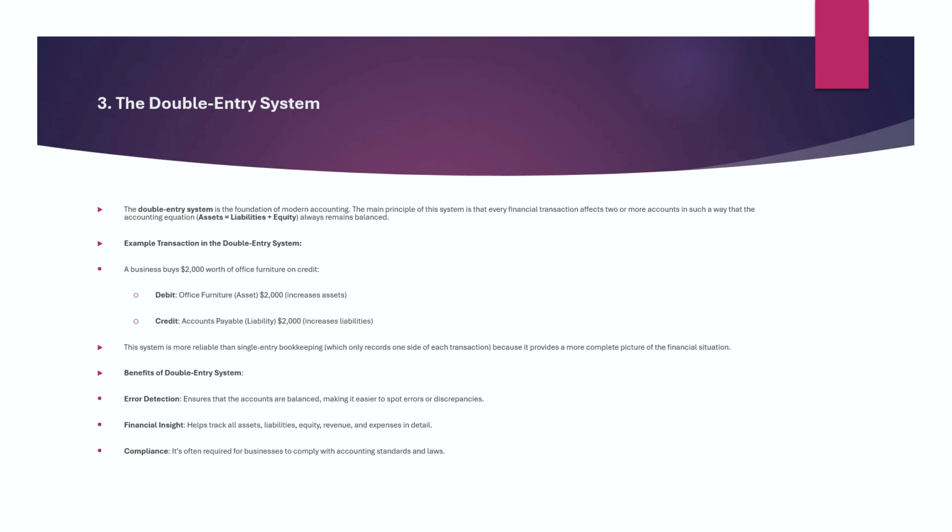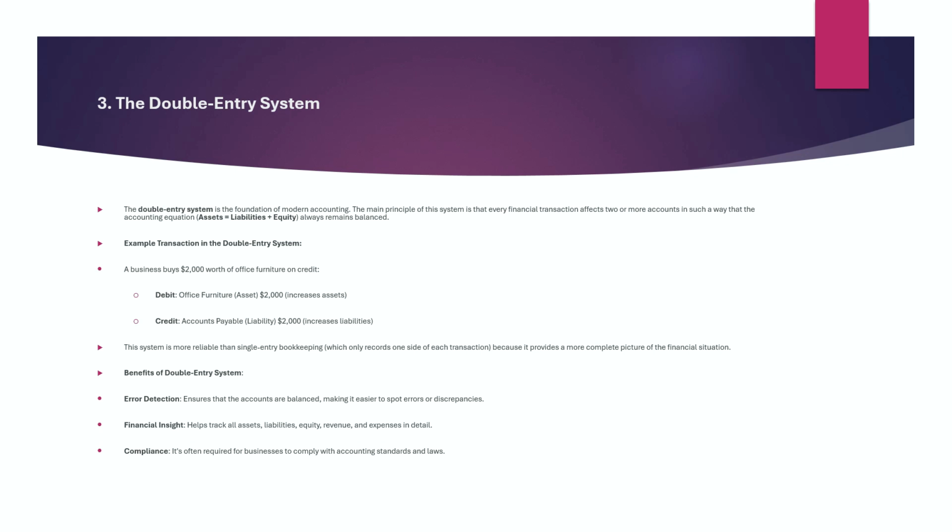3. The double-entry system. The double-entry system is the foundation of modern accounting. The main principle of this system is that every financial transaction affects 2 or more accounts in such a way that the accounting equation, assets equals liabilities plus equity, always remains balanced.